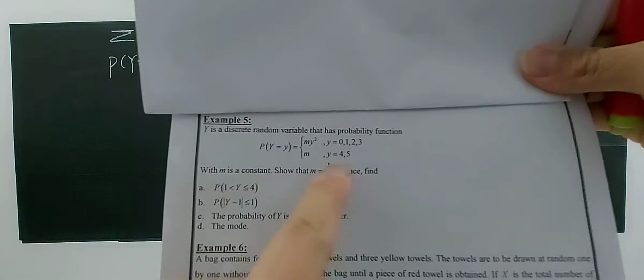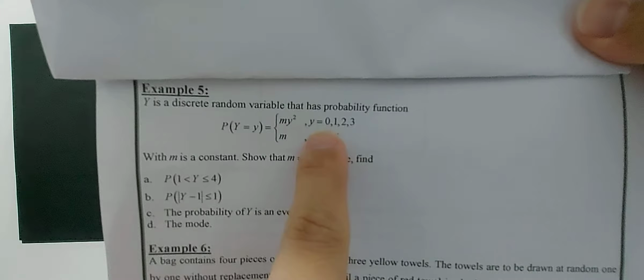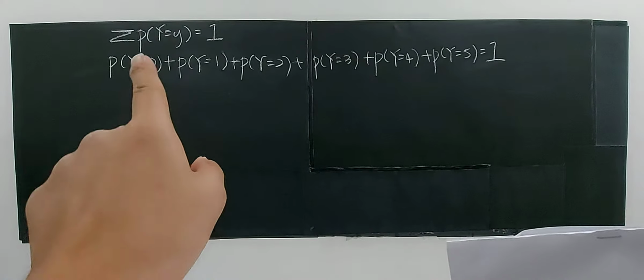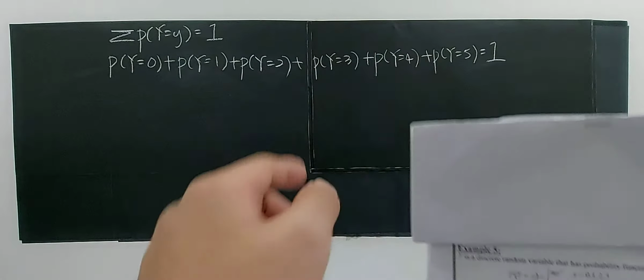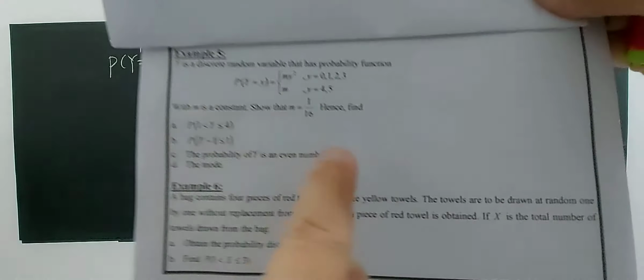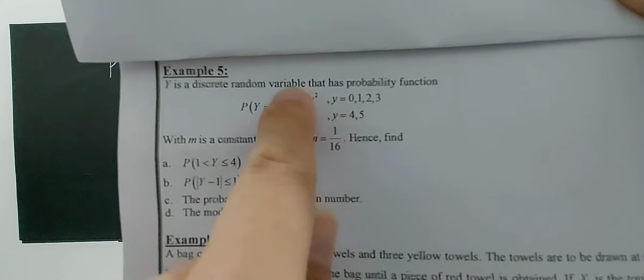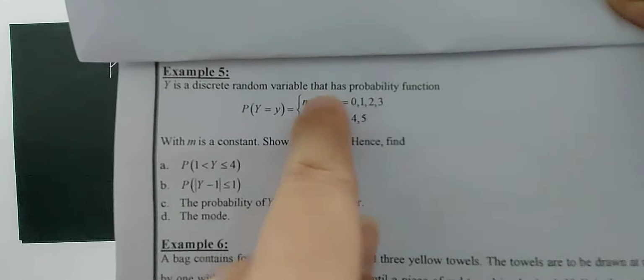So if you look at this, you have 0, 1, 2, 3, 4, and 5. You add up everything, and the probability will be 1. So how do we find the probability of y is 0? You substitute y equals 0 into the function, m times 0 to the power of 2. So you're getting 0. The probability is 0 for 0.